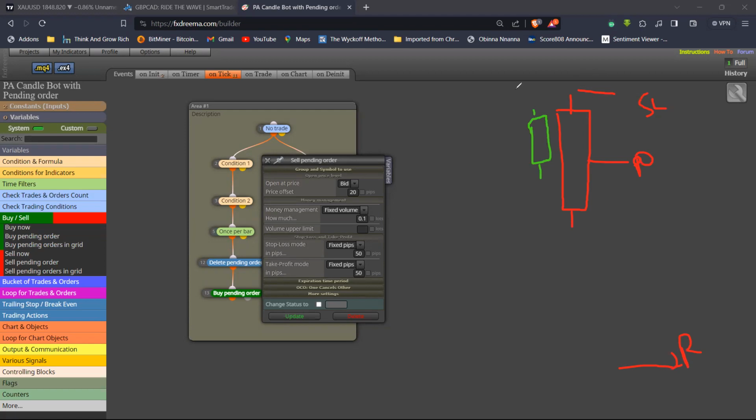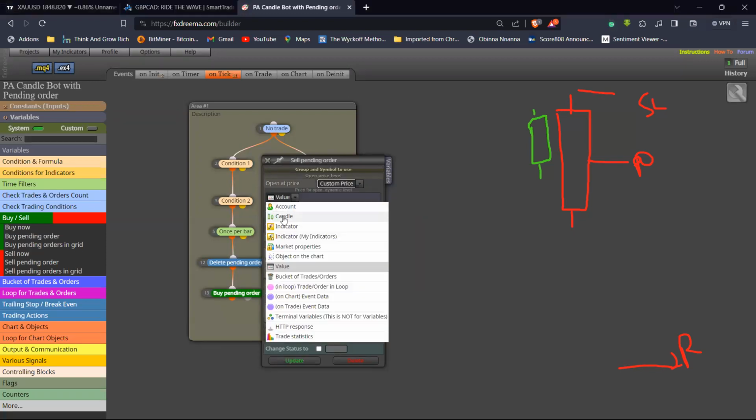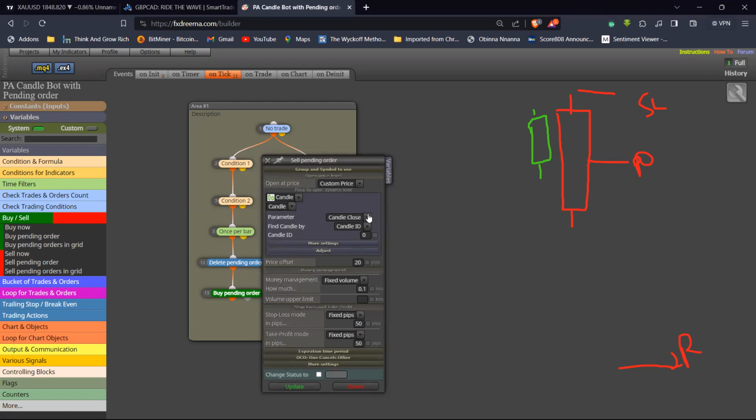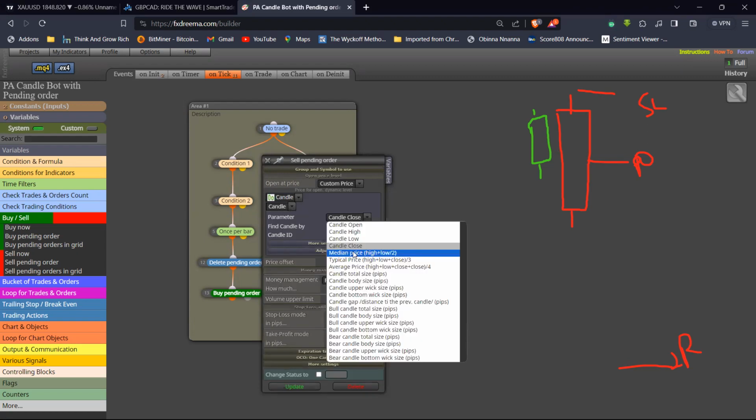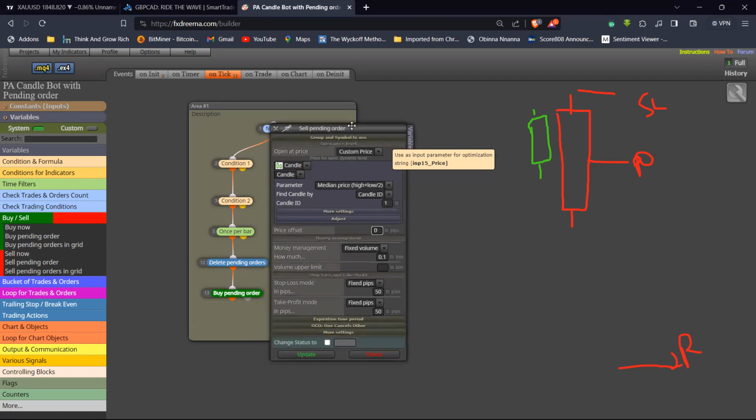Okay, now to build this, what do we want to do to open the pending order? We select custom price level, okay, and then we select candle. Now here we want to select the median price, which is the high price plus the low price divided by 2, which is this price here. And we want to ensure we're looking at candle ID 1. Remember for our pips offset, we want to leave this at 0 because we don't want any difference with that. Okay, and then for our volume, we're just going to use our lot size.